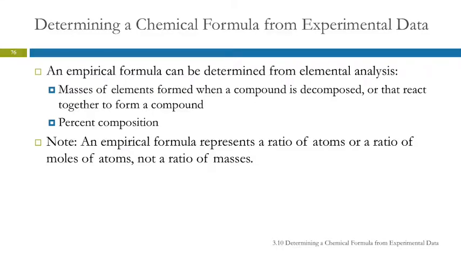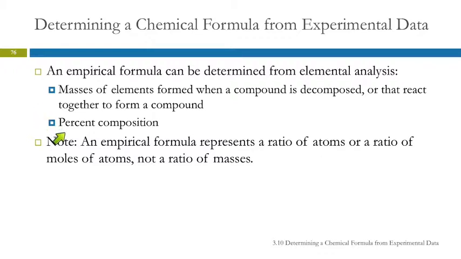So empirical formulas, lowest ratio of atoms, right? Empirical formulas can be determined from elemental analysis. We can figure out the masses of elements that are produced when we decompose a compound, or we can measure the masses of the elements when they react to form a compound. So it's an experimental thing, and we're actually going to do a lab where we find the masses that combine. So we can figure it from that.